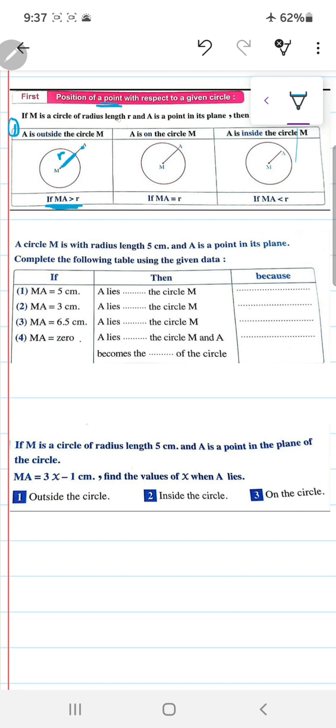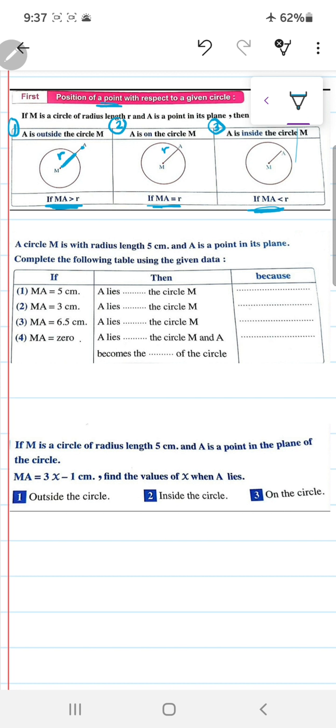Second case, here we have A on the circle. If A is on the circle, MA is called a radius, so MA equals R. Third case, here we have A inside the circle, like here. What is the relation between MA and the radius? Here MA is smaller than the radius.